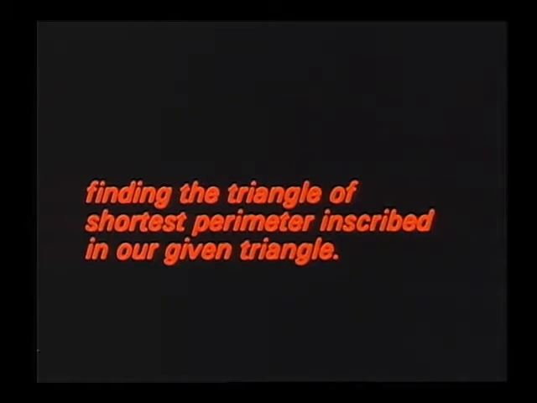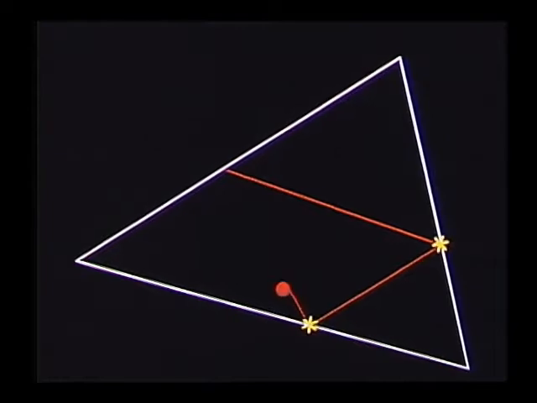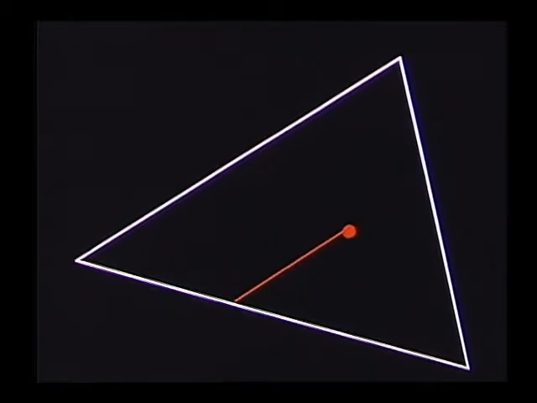Now we come to Fagnano's problem, finding the triangle of minimum perimeter inscribed in a given acute angle triangle. You mean you've got to carom off all three walls? Yeah, there's one carom. There's another. Yeah, but what about the third wall? Nope, that's not a carom. Well, why? Supposing you started somewhere else. Still no carom.